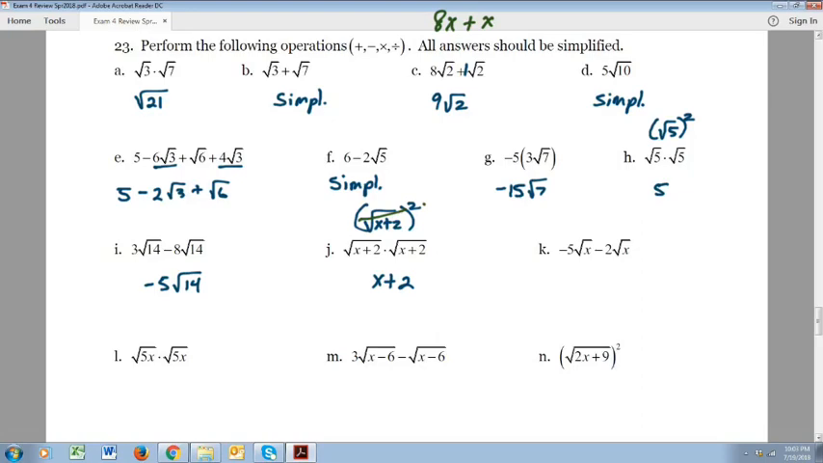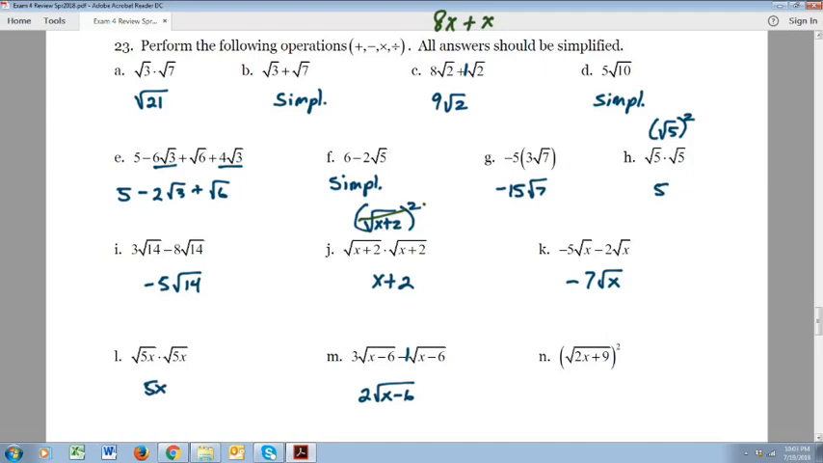On letter K, we again have like radicals, so we can combine negative 5 and negative 2. So we get negative 7 square root of x. On letter L, very similar to what we did in J, you should get 5x here. On letter M, notice these are like radicals. They're both square roots, and they both have the same number under the radical. So 3 and a minus 1, we're going to get 2 square roots of x minus 6.